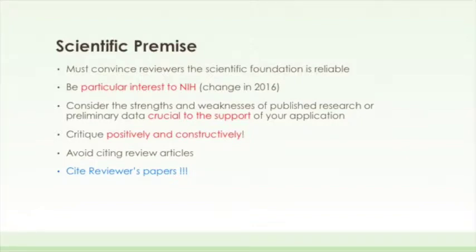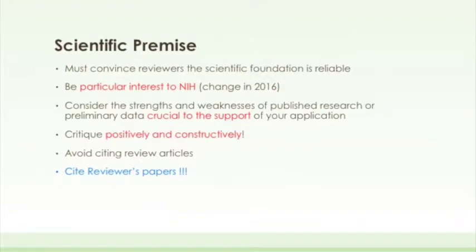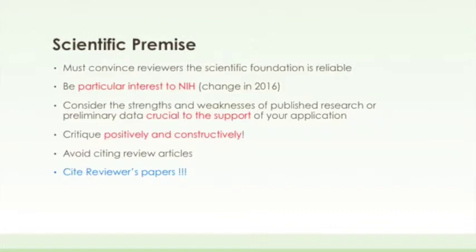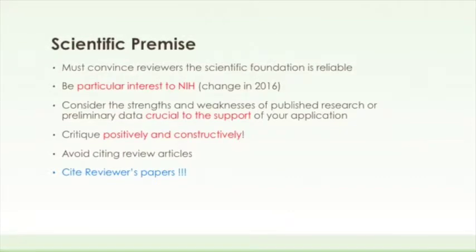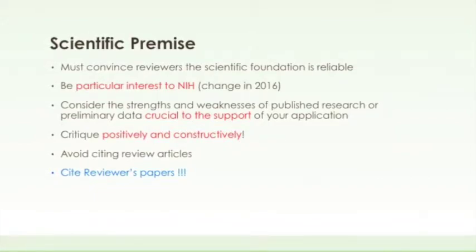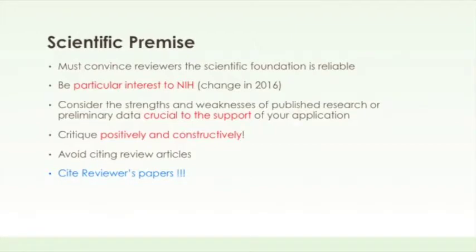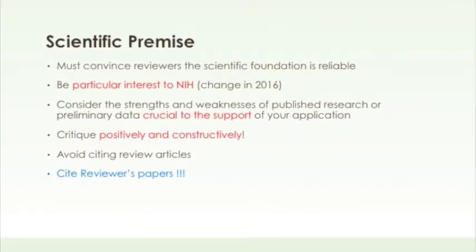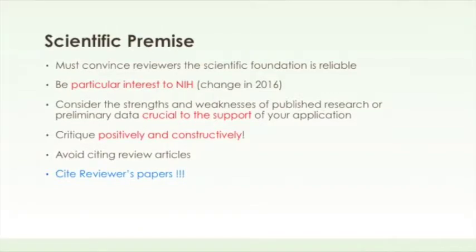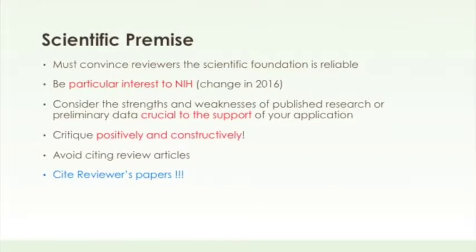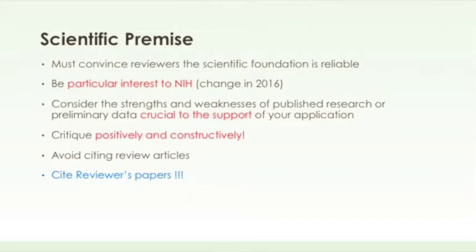And the scientific premise I want to mention here because it's so important now. Scientific premise is the scientific foundation. It must be reliable, and it has been of interest to NIH at this moment, and for the last 1 or 2 years. And when we write scientific premise, we need to consider the strengths and the weakness of published research and the data you have to support your application. So in that case, we need to write strengths and weakness for other work. We have to write positively and constructively. Why? Because maybe one of the reviewers is the author. Even if not, maybe their colleagues or someone they really have respect for.